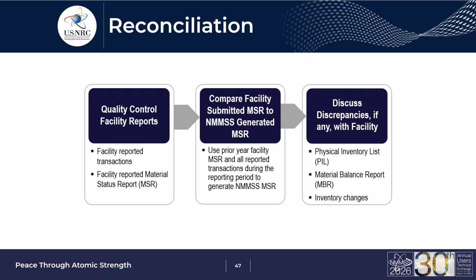In a nutshell, the process of NRC reconciliation is based on information reported on the physical inventory listing, matching the information on the material balance report, and that's all matched up with the information reported to NMMS based on the 741 transactions that have been submitted during the period.